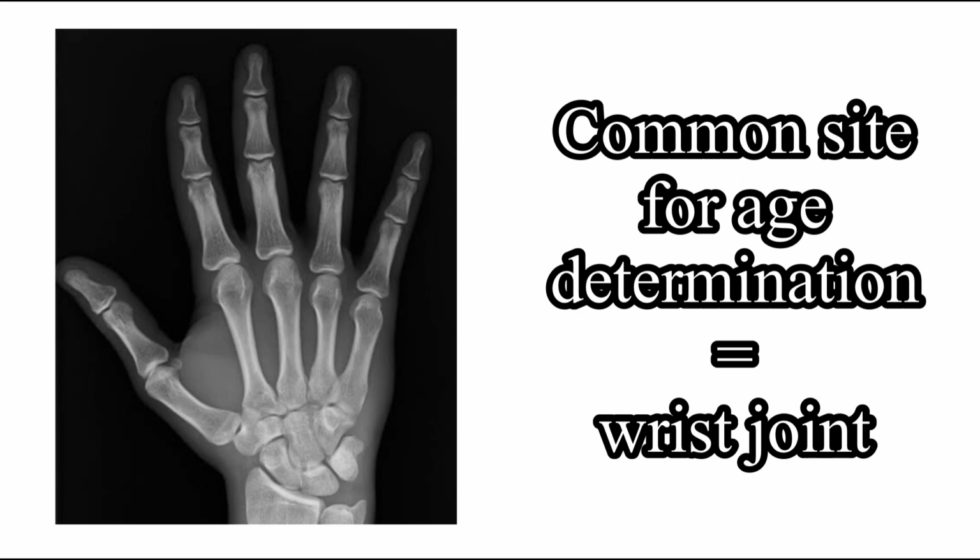So, if pisiform has not yet ossified, we can just say that the X-ray is that of a child below the age of 12 years. The ossification for lower ends of radius and ulna completes at the age of 18 to 20. So, in the X-ray, if we see that the lower ends of radius and ulna have been completely ossified, we can say that the X-ray is that of an adult.